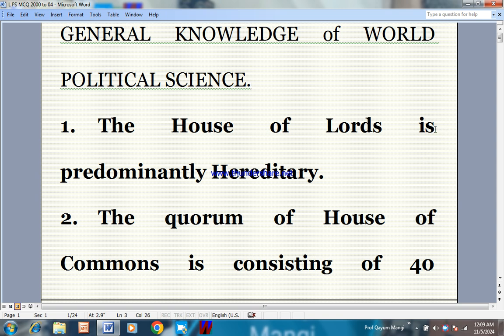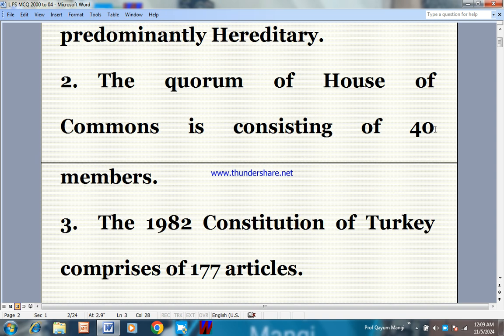Number one question, the House of Lords is predominantly hereditary. House of Lords is the second chamber of British Parliament. Lower chamber is House of Commons and it is the first chamber. It has nominal powers or ceremonial powers.